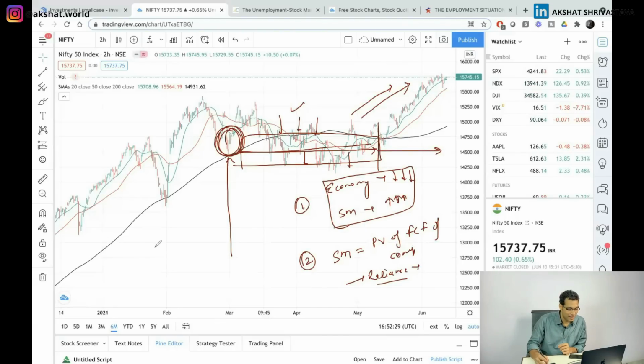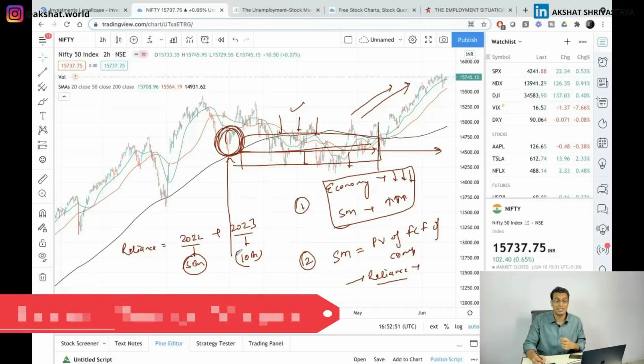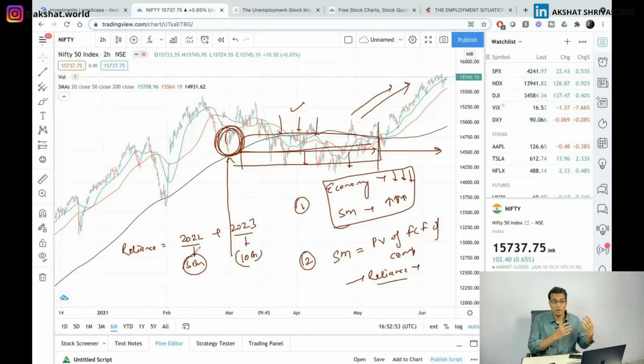So let me explain it via a simpler example here. Let's say that we are looking at Reliance. Now, next year, 2022, it is expected to make, let's say, $5 billion, right? That is the expectation. Stock market is an expectation game. In 2023, if analysts predict it is going to make $10 billion, that's an expectation. Now, if any unfortunate event happens, for example, coronavirus, these estimates change. Instead of $5 billion, this will become $2.5 billion. This will become half of that, right? So the expectation changes, therefore the stock price also falls.